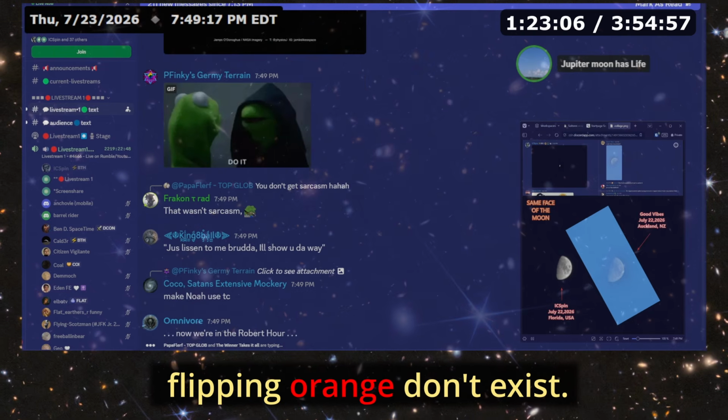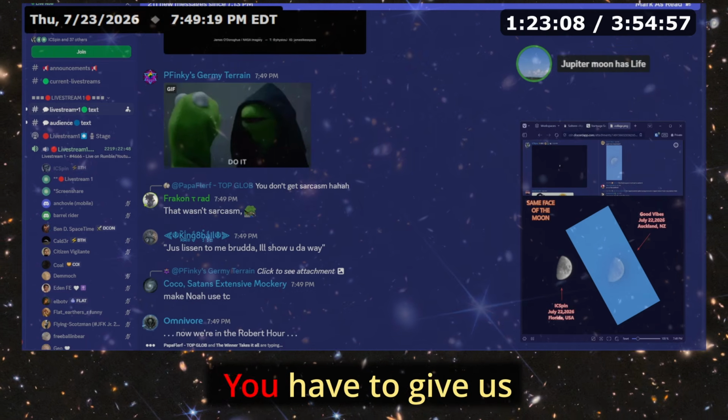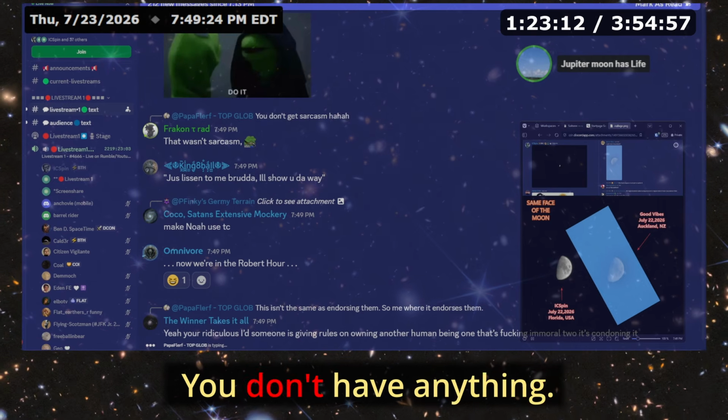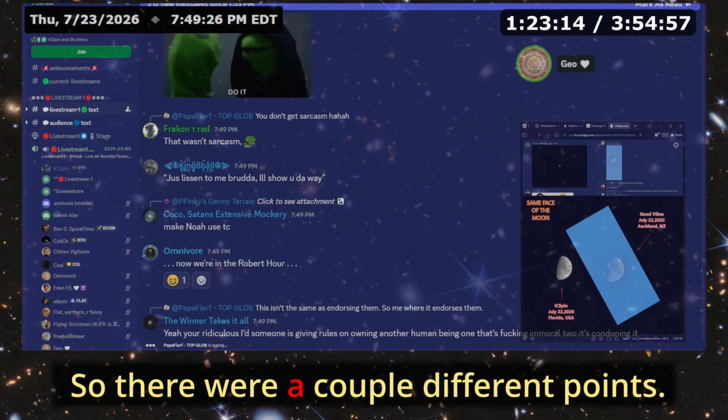Why the flipping orange don't exist? You have to give us science for the alternative, and you guys don't have that. You don't have anything.